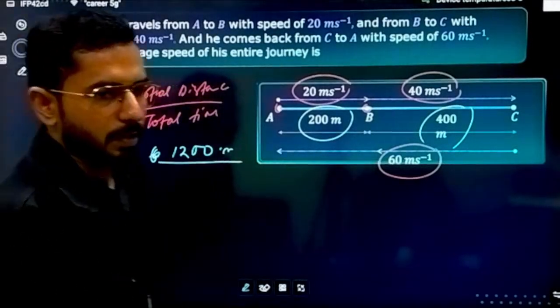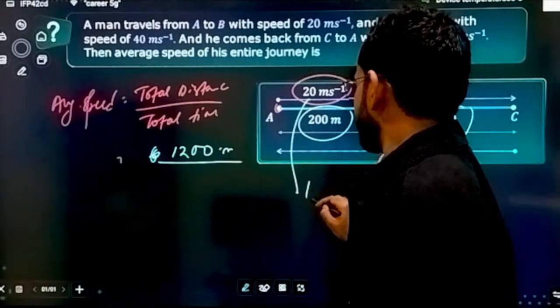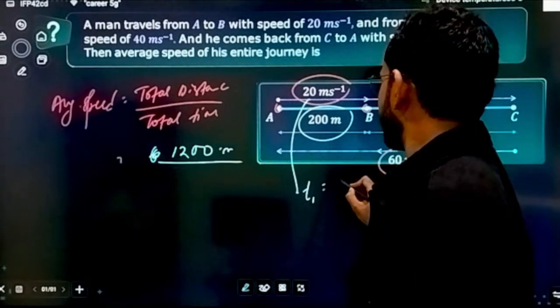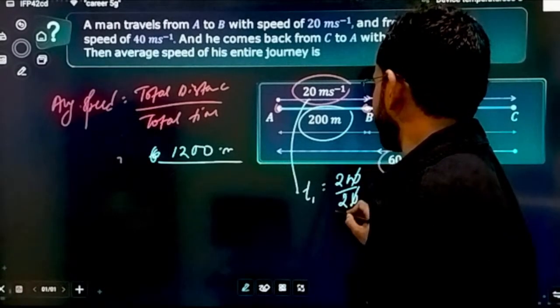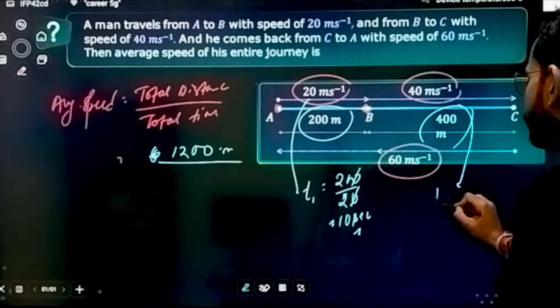Now what about the time? How much time is taken? How will you write time? Time can be written as distance divided by speed. Write it down. Distance is 200, speed is 20. How much time is taken? That is 10 seconds. T1.